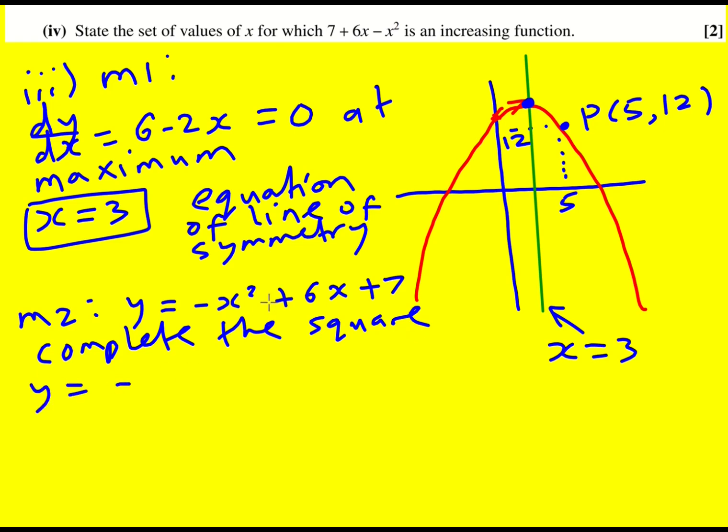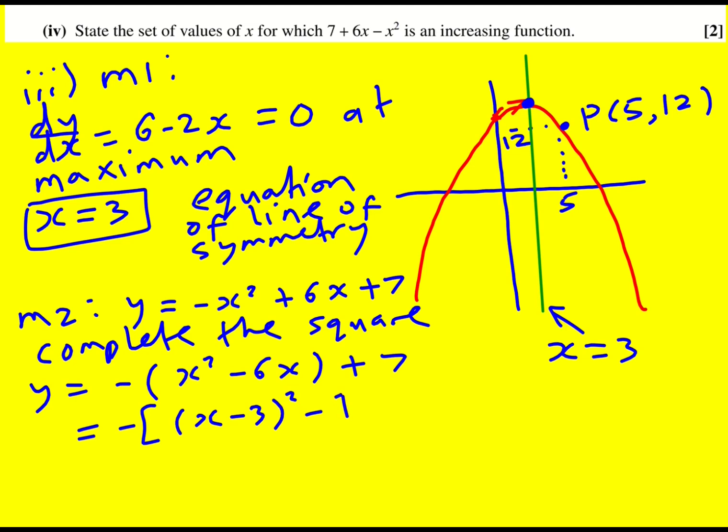Okay, complete the square. So I can take the minus out like you do when you have a number like 2 or 3 in front of the x squared. This time take the minus out. It's going to be x squared minus 6x, and keep the 7 over here. And then complete the square on x squared minus 6x: x minus 3 all squared. This is going to give x squared minus 6x plus 9, so I need to minus a 9. And I'm going to get minus (x minus 3) squared plus 9, which is going to be plus 16.